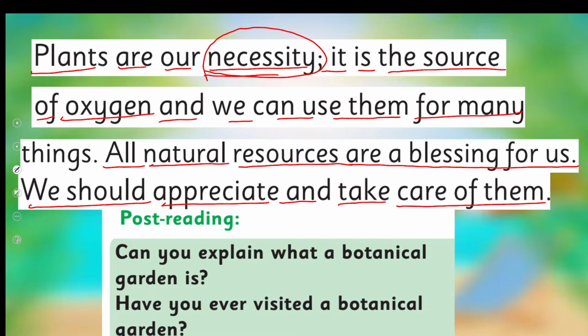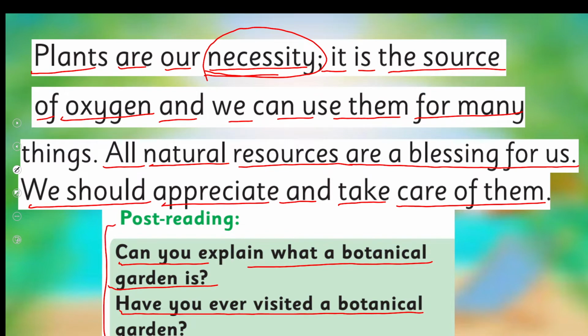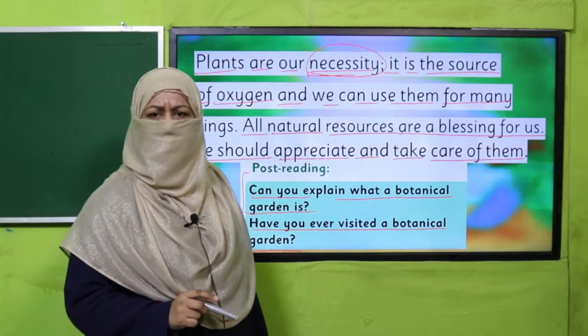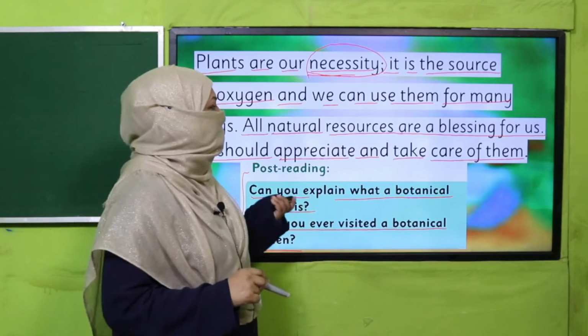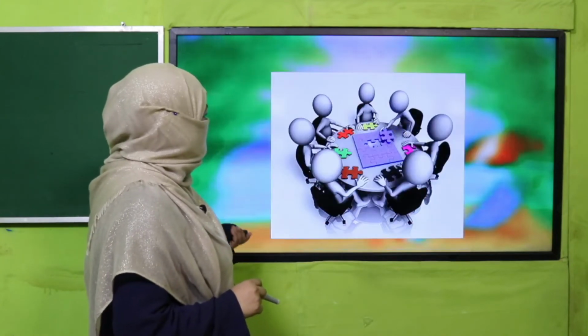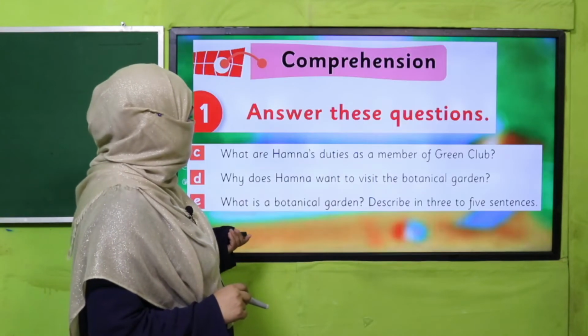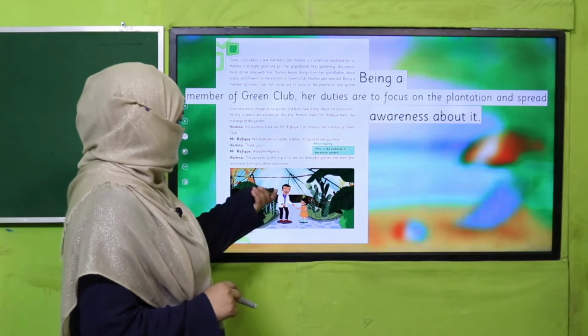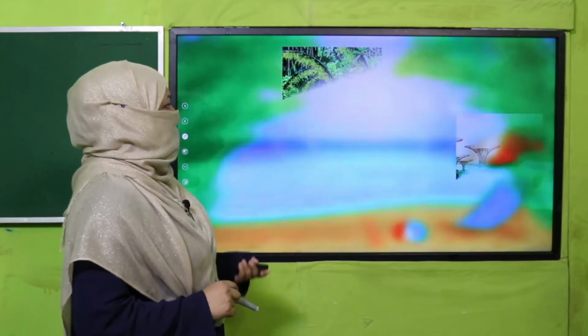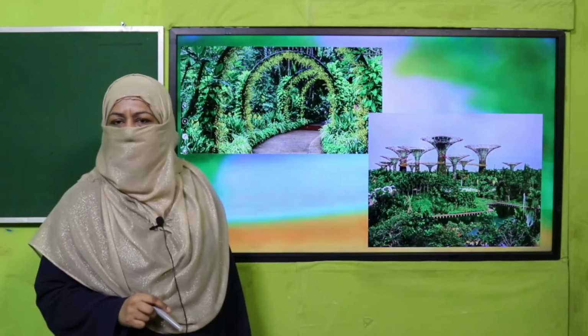Right? Now you tell me, can you explain what a botanical garden is? Have you ever visited a botanical garden? Both questions are about the botanical garden. We did not talk about it. That's why let me show you. Before this activity, I will show you a botanical garden. So this is how a botanical garden looks.